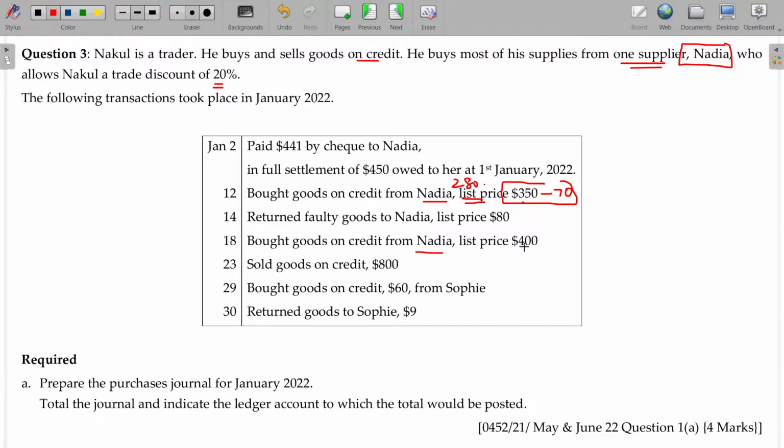Similarly here also, 400 rupees. 20% of this, being 80, should always be removed. I never bother about the list price. I bother about the actual paid amount, the amount payable.